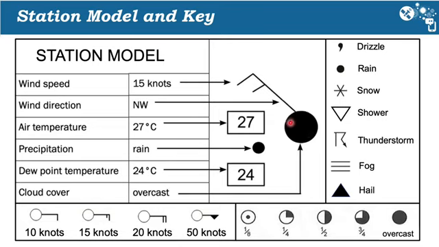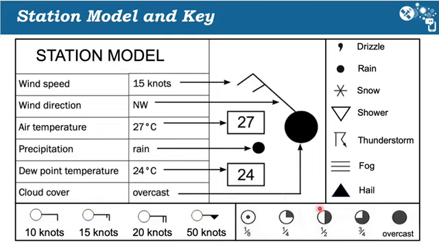Okay, if this circle had been empty, as is the case here, that means it's clear skies, no rainfall. 1/8 cloud cover, 2/8, 4/8, 6/8, overcast. Okay, so these are the symbols for the amount of cloud cover that we have in the sky. So this is our weather station model key.